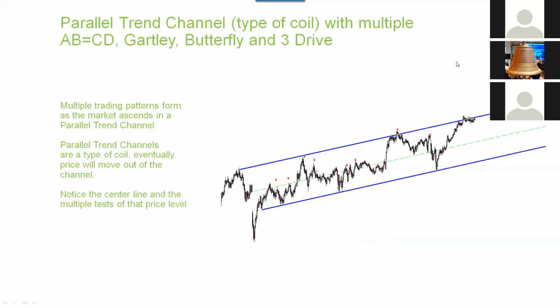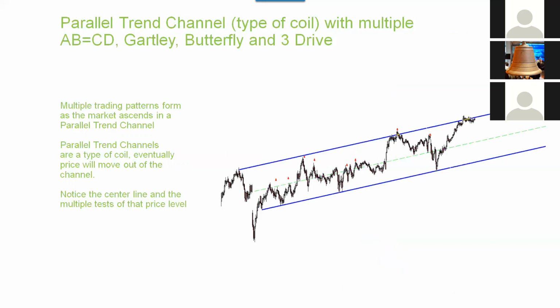Okay, now the parallel trend channel is also a type of coil. And these form on all time frames. All of these things that I'm showing you are fractal, on any time frame: 1 minute chart, 60-minute, daily, weekly, monthly. They're going to occur more often on the smallest time frames, of course.